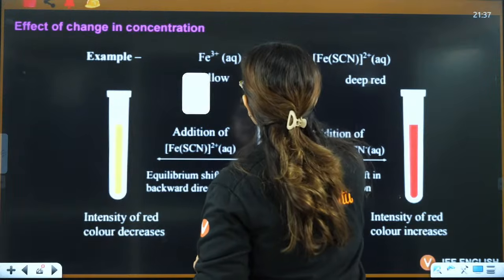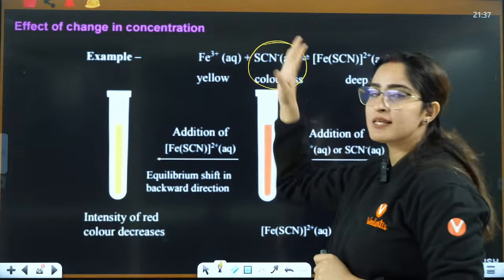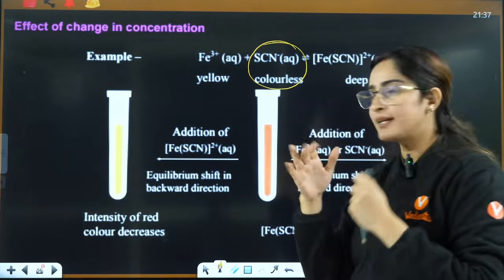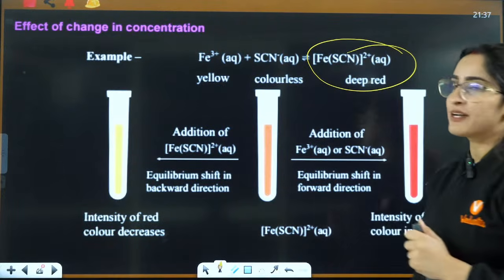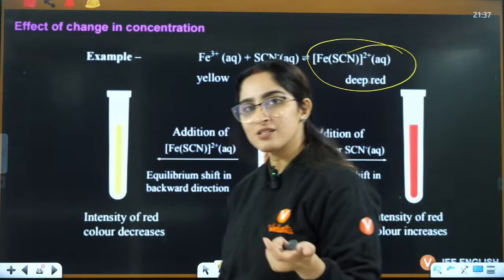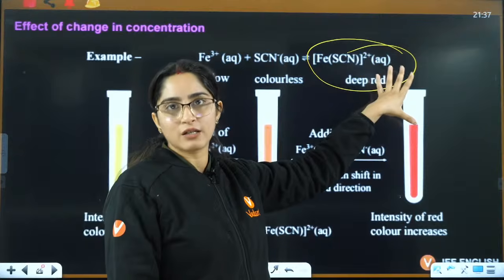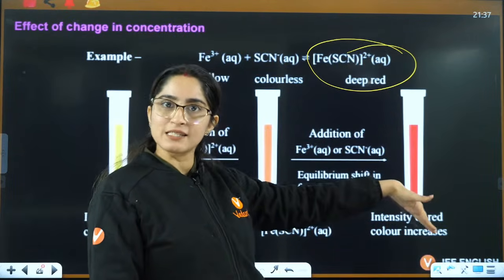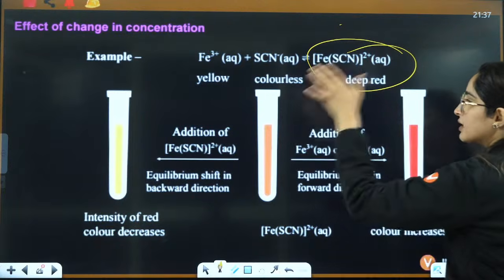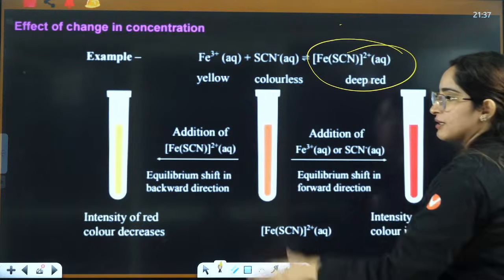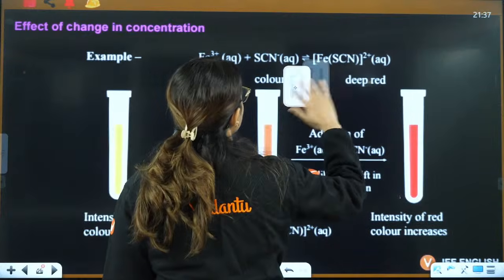Similarly with SCN, if you increase its concentration, it will try to decrease it. It will move in the forward direction. What about this compound that is on the product side? On the product side, whenever you increase the concentration of any product, it will try to decrease it. To decrease this concentration, it will have to move in the backward direction. That is why that is going to be a backward reaction.